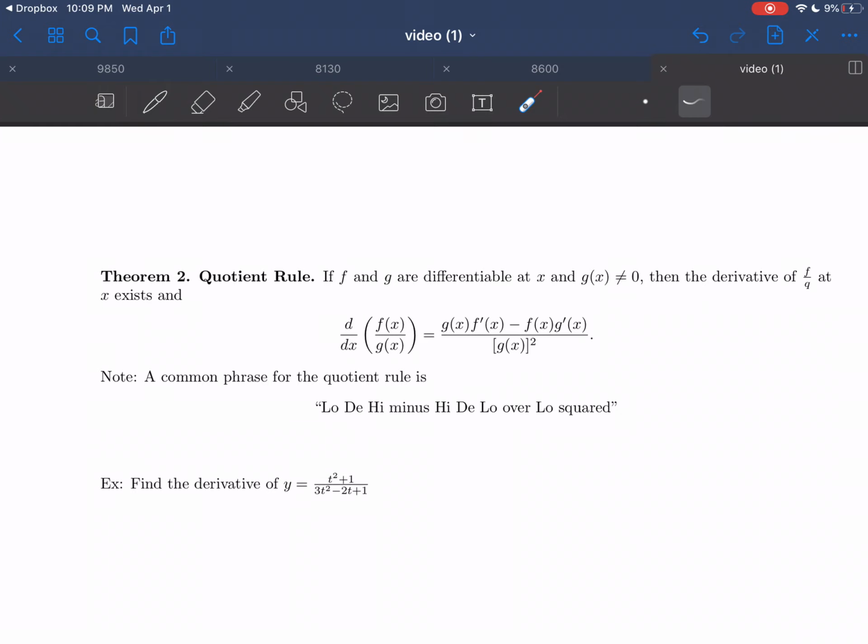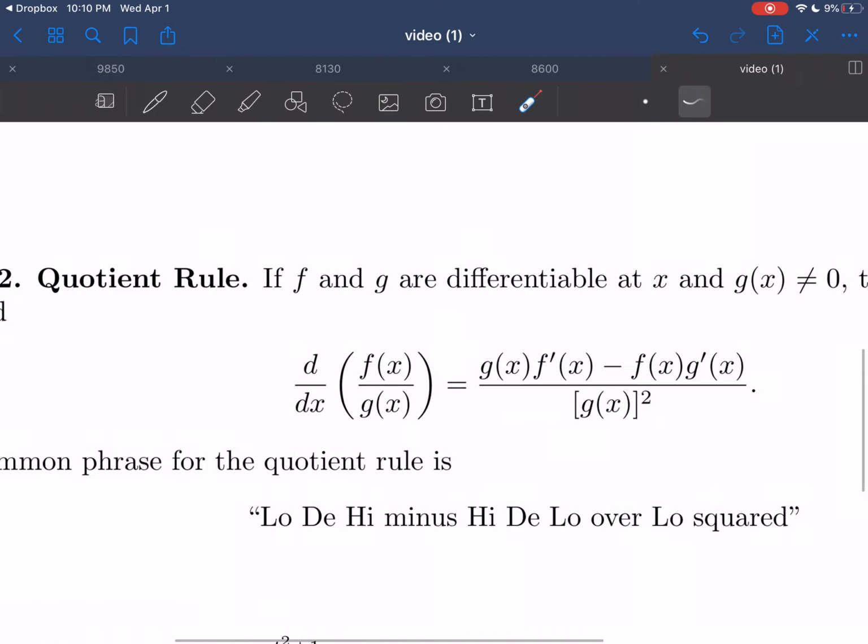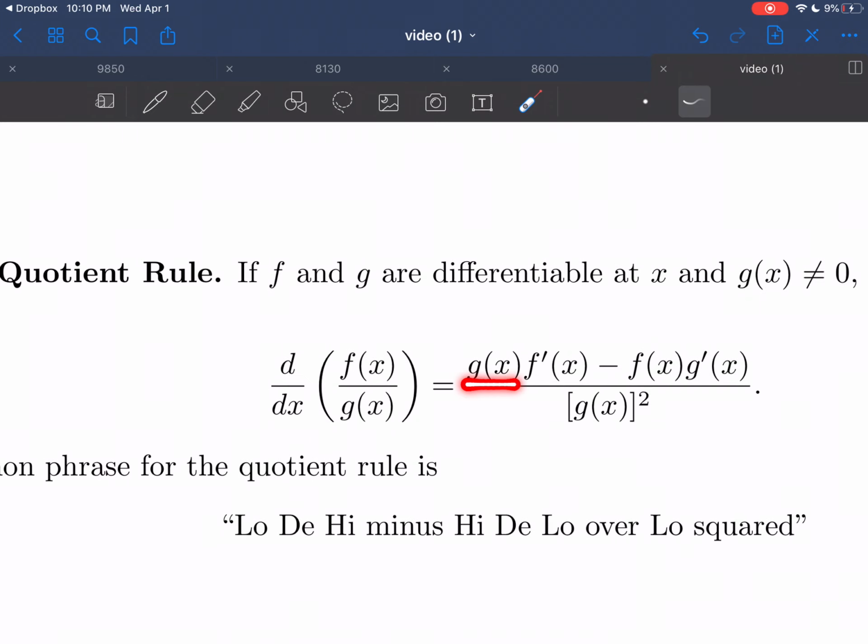Then the derivative of the two functions of f divided by g, I made a typo, that should be a g, at x exists. And so we're looking at the derivative with respect to x of f divided by g. Alright, so that's given by the original denominator times the derivative of the numerator minus the original numerator times the derivative of the denominator. Okay, all that over the denominator squared.